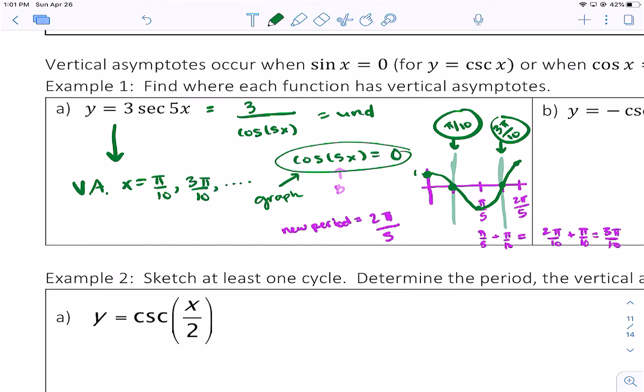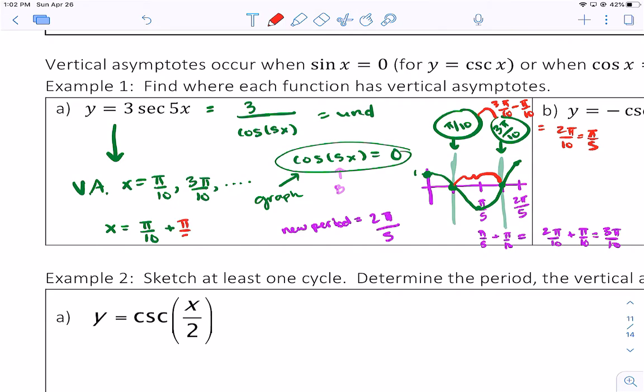So now I want to write that equation so that it indicates all of them, because cosine just continues. The way we write that equation, you always list your first vertical asymptote and then you add the distance between them. So I just need to find the distance between one asymptote and the next asymptote. The difference between pi tenths and 3 pi tenths, 3 pi tenths minus pi tenths, would equal 2 pi tenths, but 2 pi tenths is pi fifths. So the difference is pi fifths.